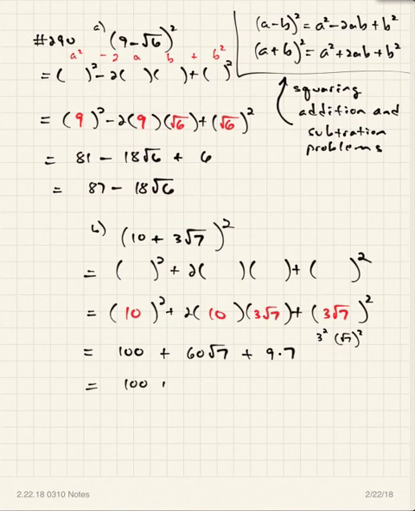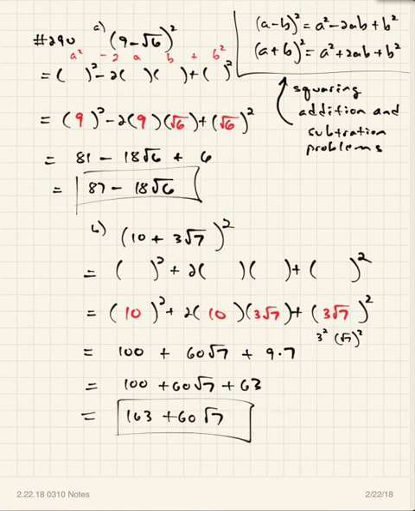So you get 100 plus 60 times the square root of 7 plus 63. And then finally collect like terms. You get 163 plus 60 times the square root of 7. So you've got to multiply it out like that. All right, so this pattern that I've got highlighted and boxed at the top is super helpful when you're squaring an addition or subtraction problem, especially one where there is a square root in at least one of the terms. So very helpful to know that pattern.